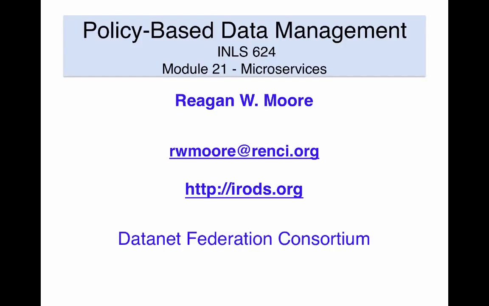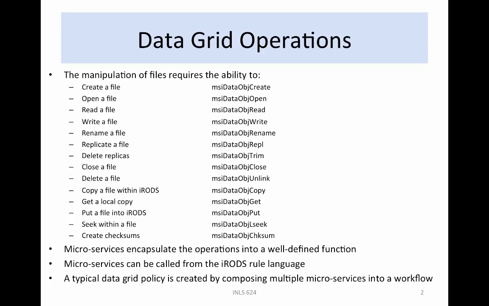Every operation that can be performed within the data grid is encapsulated in a microservice. A data management system should be able to list all of the operations that can be performed upon a collection. This enumeration can generate a list of over 300 operations that are applied within an iRODS data grid. A microservice encapsulates each operation in an operating system independent wrapper. Thus, each microservice can be applied anywhere the data grid middleware is deployed.